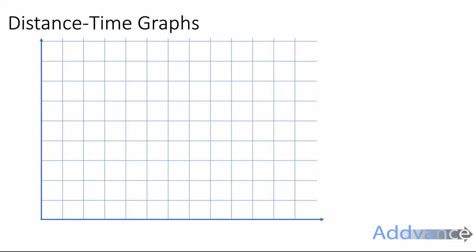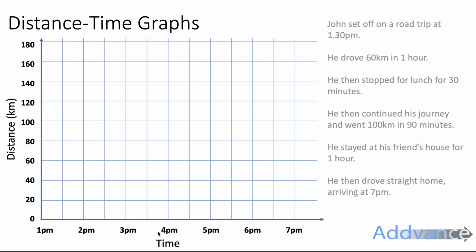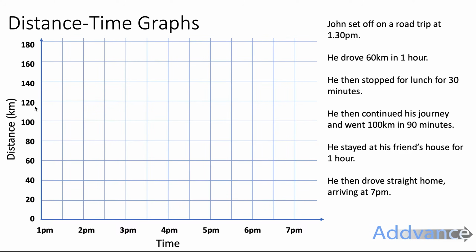It's a graph with time across the bottom and distance across the side. The x-axis is time, the y-axis is distance. Time can be measured in seconds, minutes, hours, and sometimes, like this, is written as actual times in the day. Distance can be measured in meters, kilometers, or any other measure of distance you can think of.